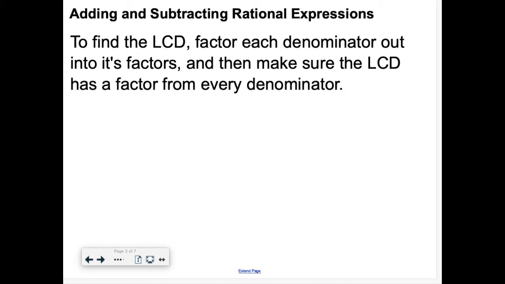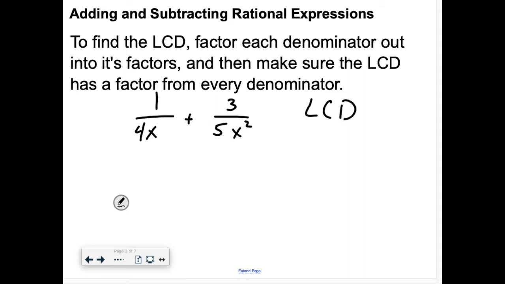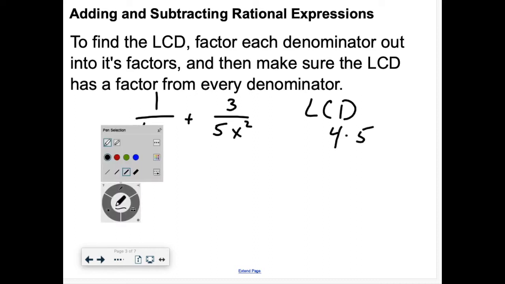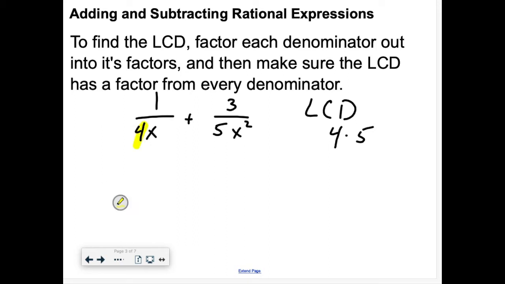Now to find the LCD, you just factor out every single denominator and then make sure the LCD has a factor from every denominator. So for instance, if we had one denominator that was 4x, and another denominator that was 5x squared, well the LCD would have to have the 4, it would have to have the 5, because those are two separate factors. We got our 4, we got our 5.